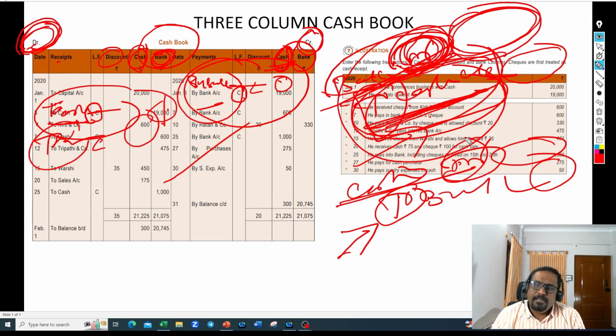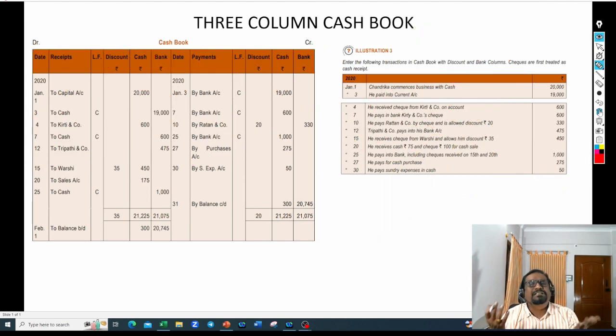Are you getting my point? So this is very, very important. You need to understand what you mean by contra entry, in what circumstances contra entry is going to come, and how you record that contra entry into the books of accounts. That is what you need to understand. This is what is very simple in the 3-column cash book. Nothing else. Is there any rocket science that you can't understand this 3-column cash book? Very simple and very easy.